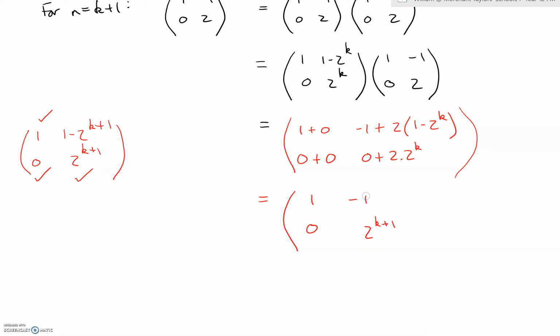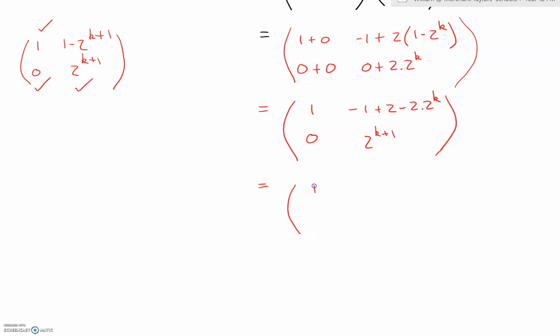So let's expand the bracket, so 2 times 1 is 2, and then 2 times minus 2 to the k is going to be minus 2 lots of 2 to the k. And you can probably see where this is going. This is fine, and this one is fine. We want to leave them. Minus 1 plus 2 gives us 1, and then again this bit here, 2 times 2 to the k is going to be 2 to the k plus 1, and my minus sign is on the outside. And we've proven it's therefore true. If it's true for n equals k, it's true for n equals k plus 1, because that's what we wanted.